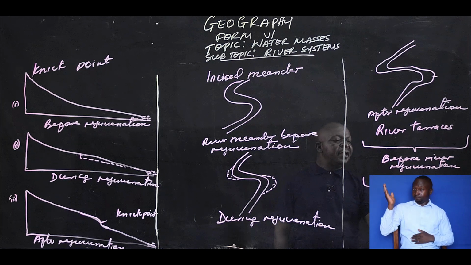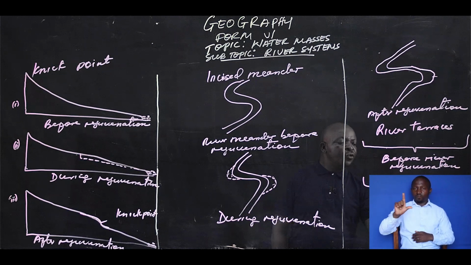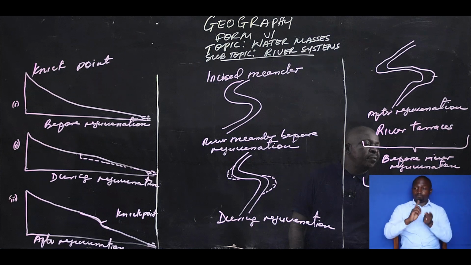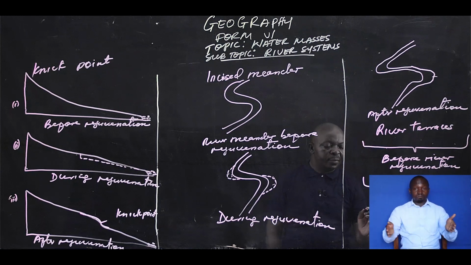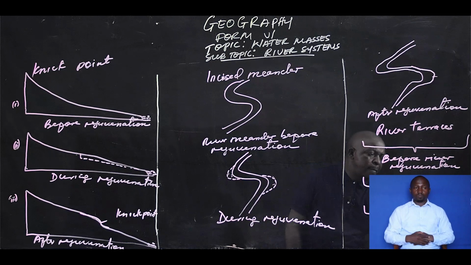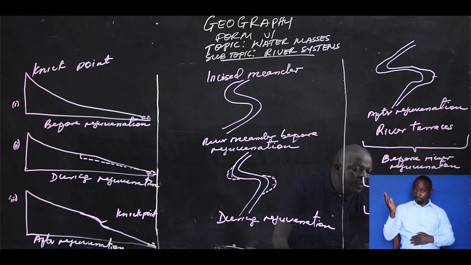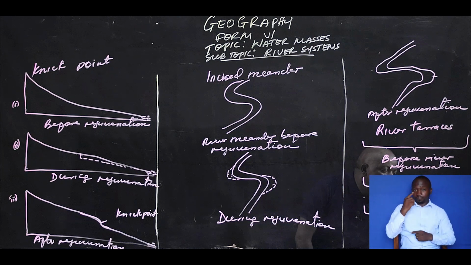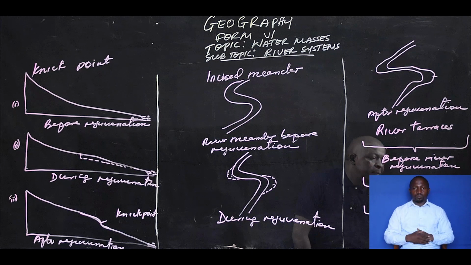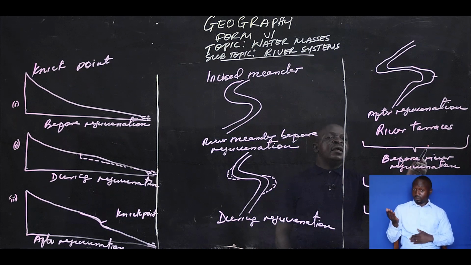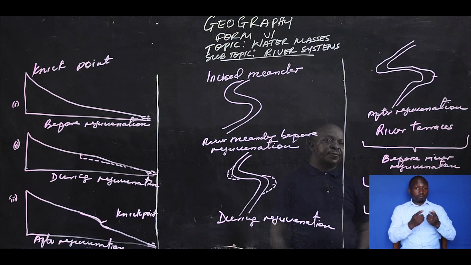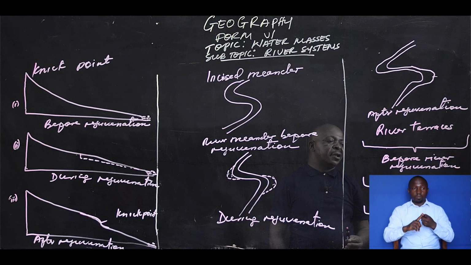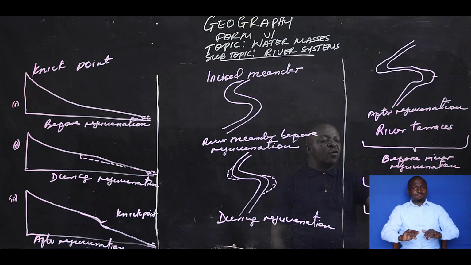Here we have the floodplain during rejuvenation. This is the floodplain after rejuvenation. As the floodplain rejuvenated, the flow eroded. By being eroded, it lowered.